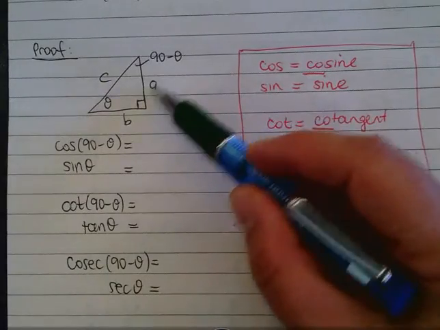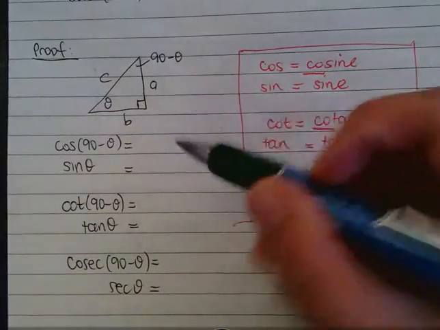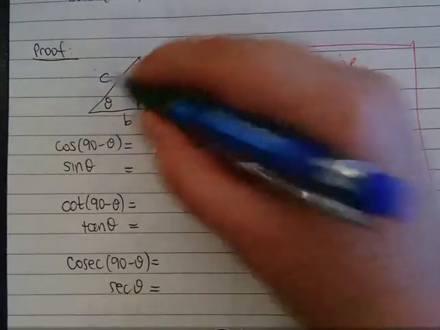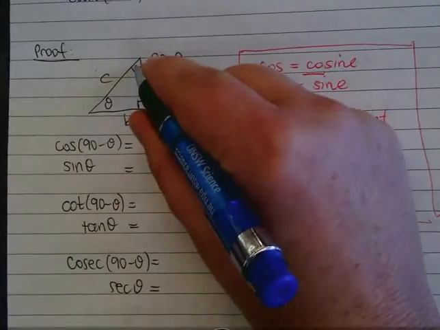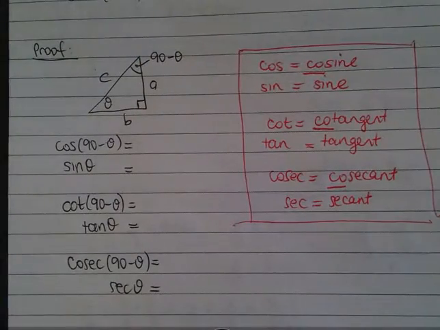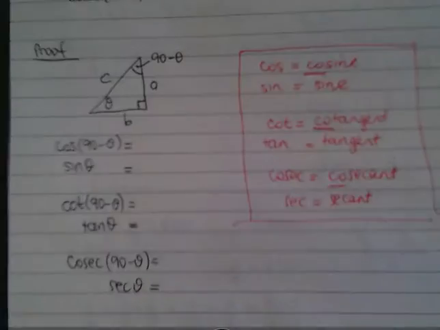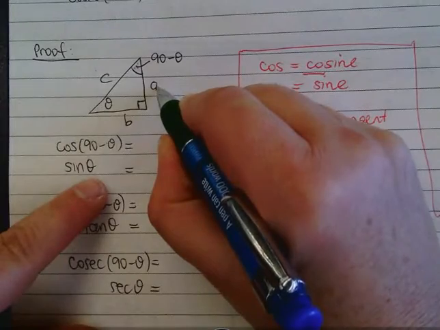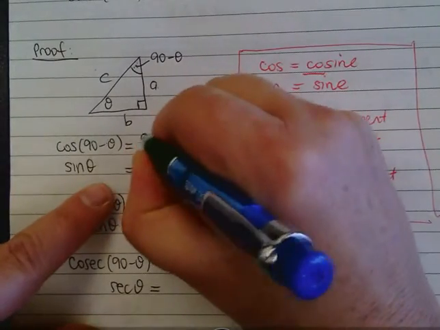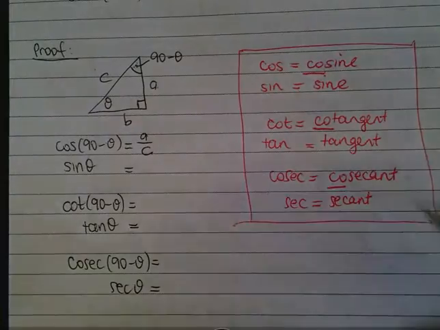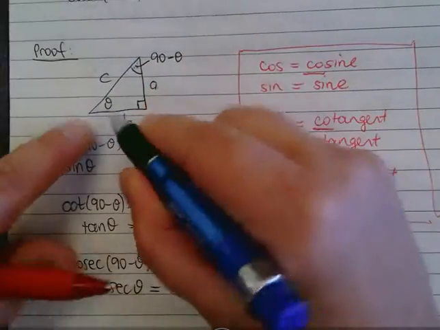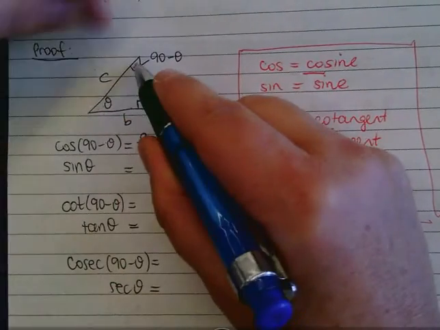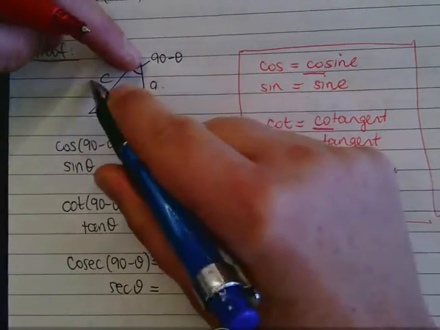Angle ABC, if this is theta, this other angle up here is 90 minus theta. So what is the cos of 90 minus theta using the triangle? Cos is adjacent over hypotenuse, A on C. So if this is a right angle and that's theta, this will be 90 minus whatever that is. So cos from this angle is adjacent over hypotenuse.